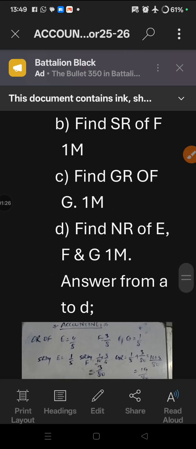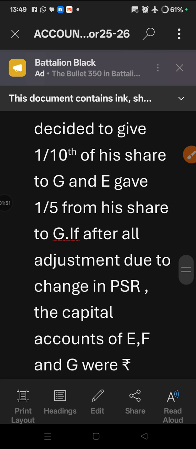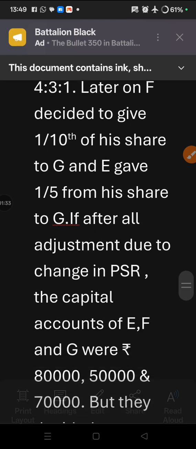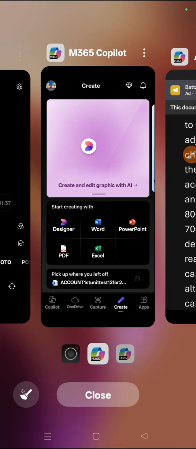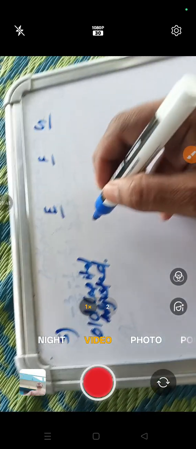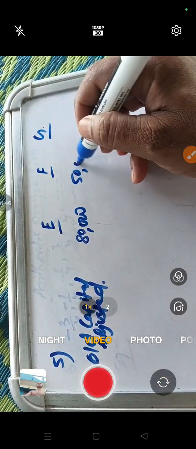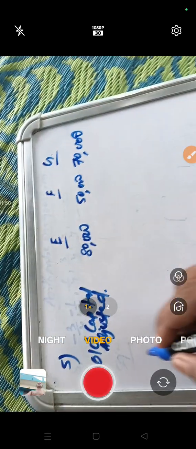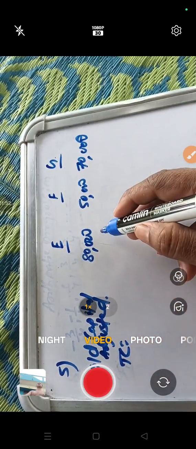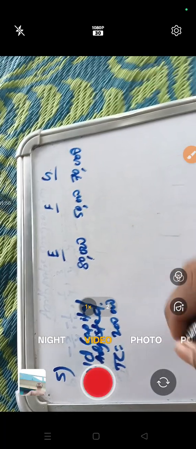So let us do from here. The old capital was 80,000, 50,000 and 70,000. So the total capital is 80 plus 50 is 130 plus 70, which is 2 lakh.